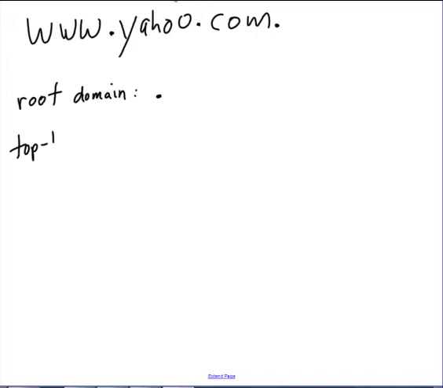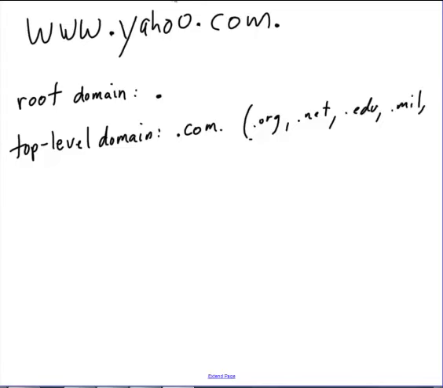The next piece is the top level domain. For our address here, this is .com. There are others. You've seen .org, .net, .edu. There's even a .mil for military use, .gov for government use, as well as several others. But all of these are what we call the top level domains. In our particular case, this is .com.